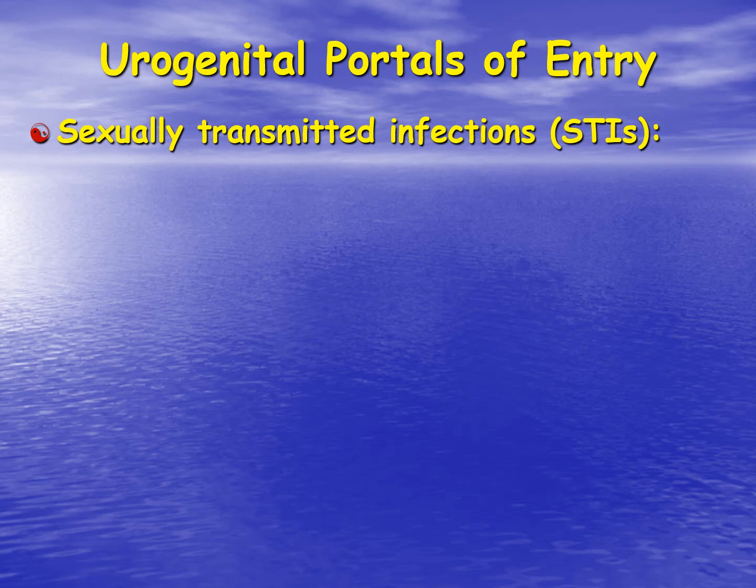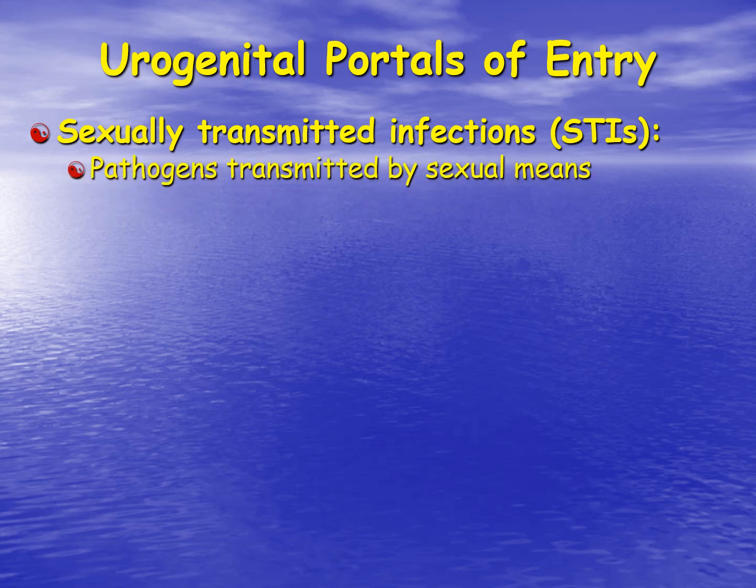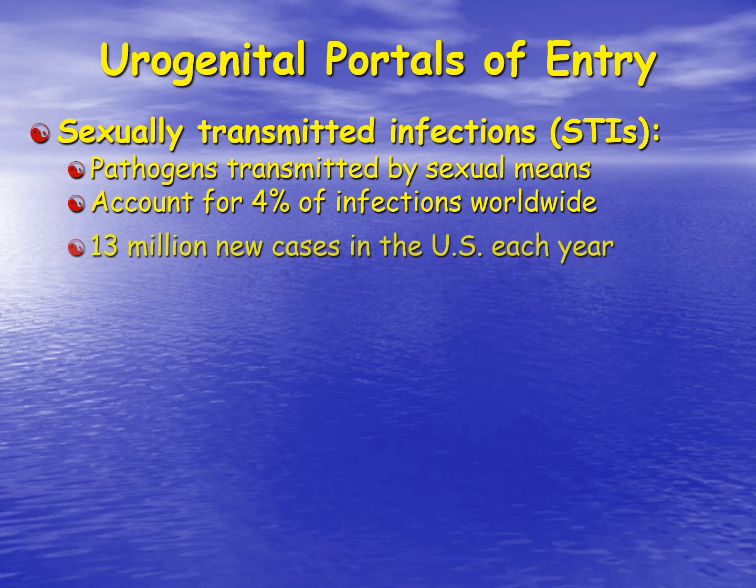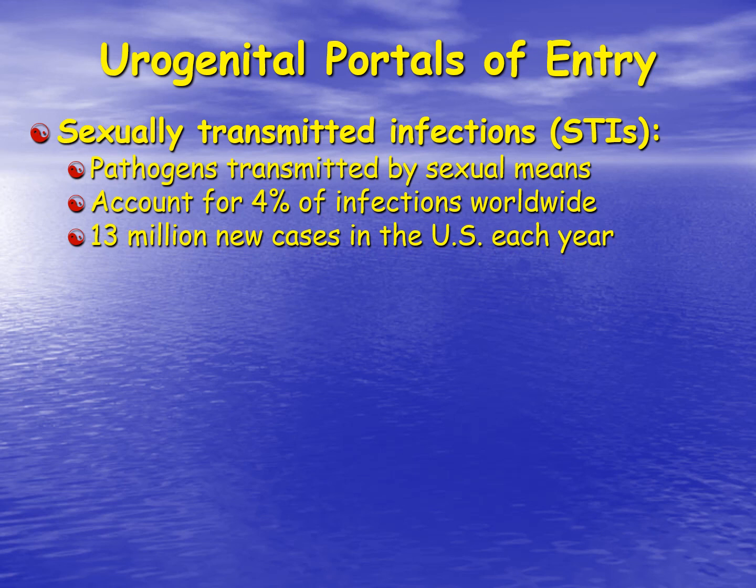Urogenital portals of entry through the urinary system or the genital tract. Oftentimes we're looking here at the sexually transmitted infections or STIs. And these are pathogens that are transmitted in one way at least by sexual means or sexual contact. STIs actually account for about 4% of all infections worldwide. In the U.S., there's somewhere around 13 million new cases every year in the United States of sexually transmitted infections.